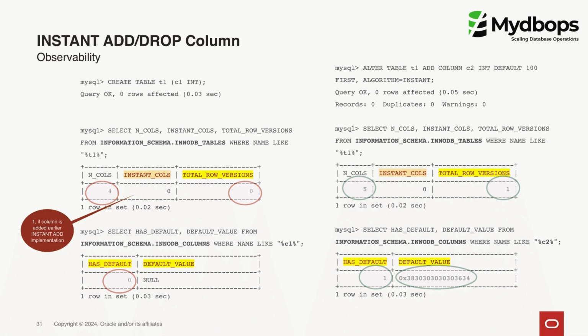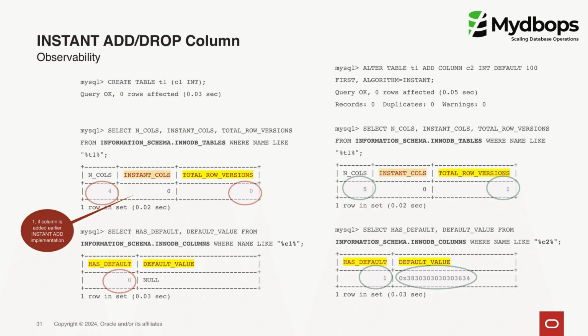So n cols is 4, total row version is 0, and this instant cols field was implemented in the previous implementation of instant add, but we have kept it as it is because we might have tables which have rows which were inserted before. So when we upgrade those tables to the latest one, this metadata should show which column has been added instantly in the previous implementation. And then we have information schema InnoDB columns as well, and we want to see the information about column C1, which we have inserted. So we see has default is equal to 0 because it has not been added instantly, and the default value is anyway null.